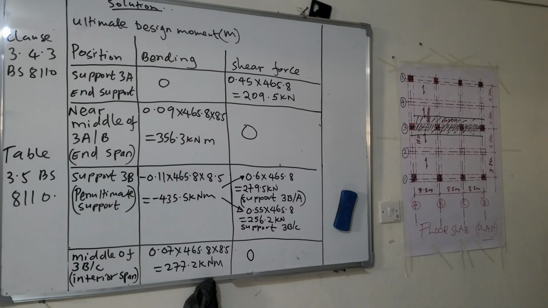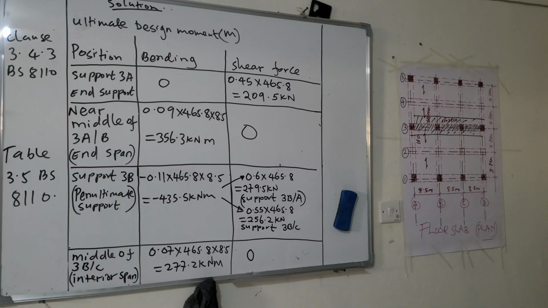And remember, this span is equal to this one. This and this are the same. Also, this penultimate support 3B is the same as 3C. So the values we will obtain for 3B, we will also use for 3C.